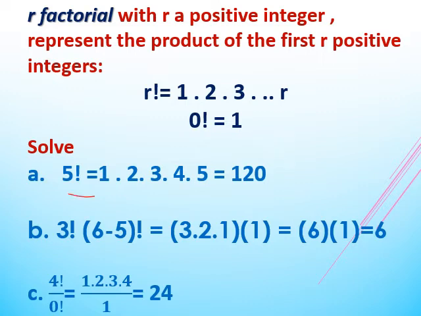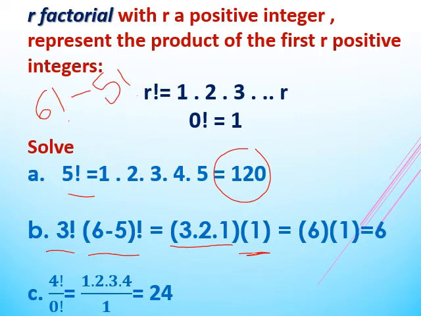So 5 factorial, for example, equals 5 times 4 times 3 times 2 times 1, down to 1 only, not 0, of course. So it will be 120. 3 factorial times (6 minus 5) factorial equals 3 times 2 times 1, and (6 minus 5) factorial equals 1. Take care, it differs from 6 factorial minus 5 factorial, which is not equal to (6 minus 5) factorial.